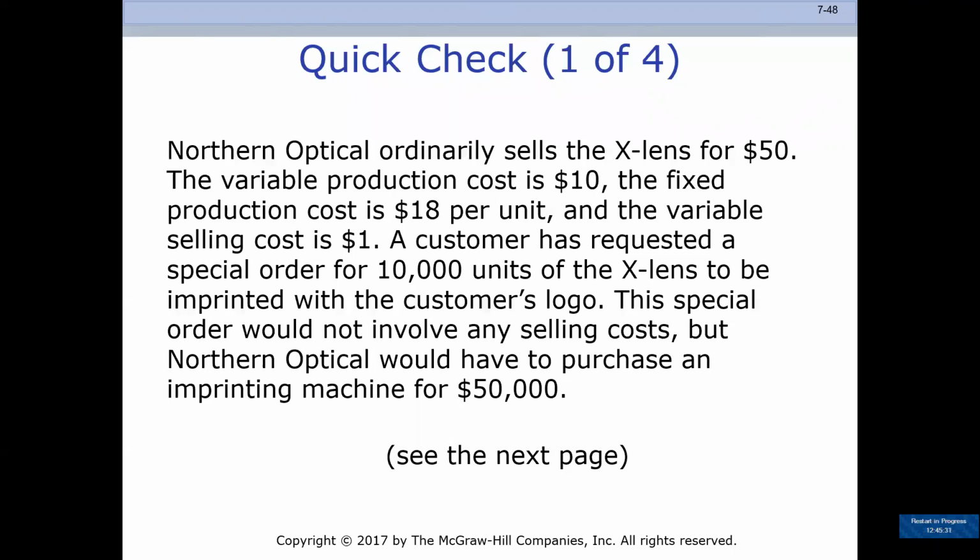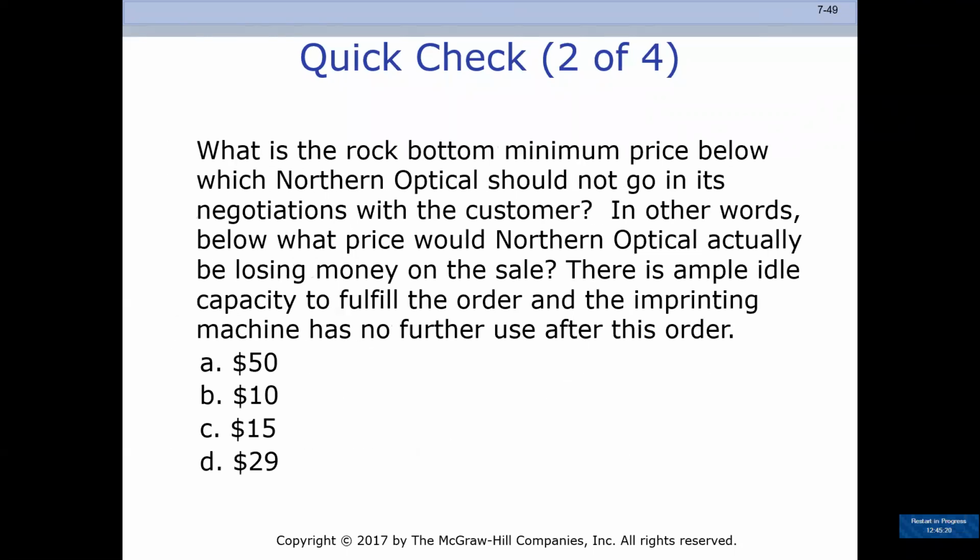Are they going to be able to use the machine for anything else afterwards? If the answer is no, then they're going to have to absorb that full $50,000 cost with this special order. What is the rock bottom minimum price below which Northern Optical should not go in its negotiations with the customer? In other words, what's the break-even point? At what price could they sell it so they don't either lose or gain money?